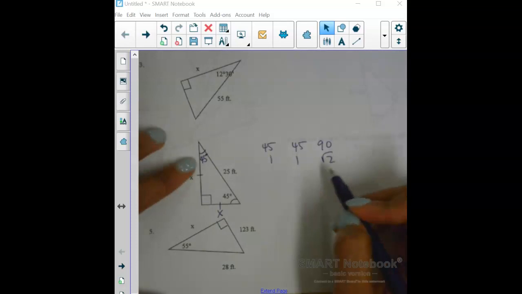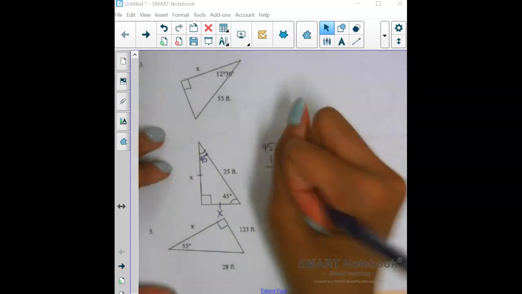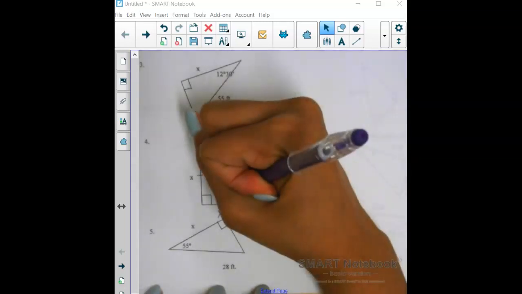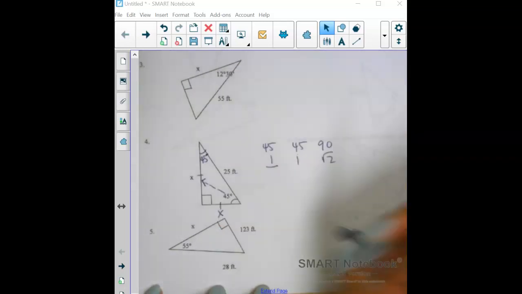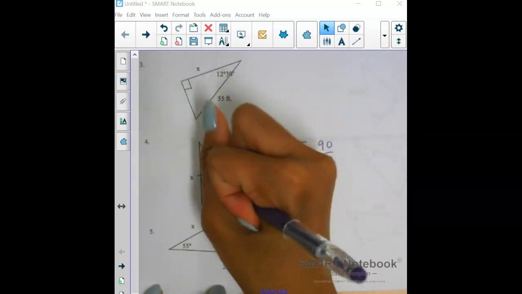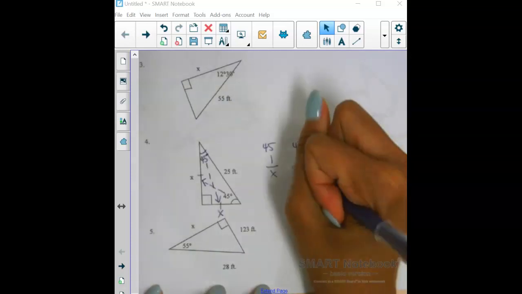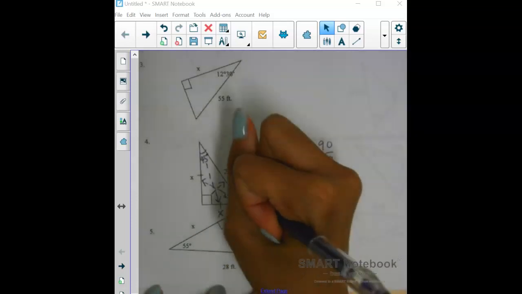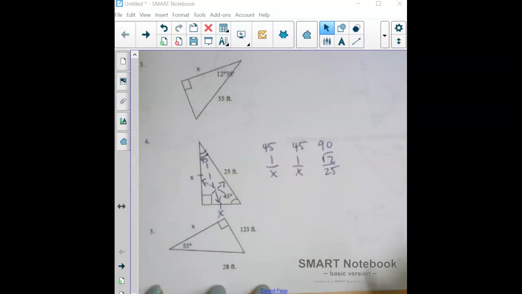So we're going to go directly across from our 45-degree angles and identify what side is across from it. So directly across, it doesn't matter which 45-degree angle you use. Directly across from this 45-degree angle is x. Directly across from this 45-degree angle is also x. And directly across from your 90-degree angle is 25 feet.